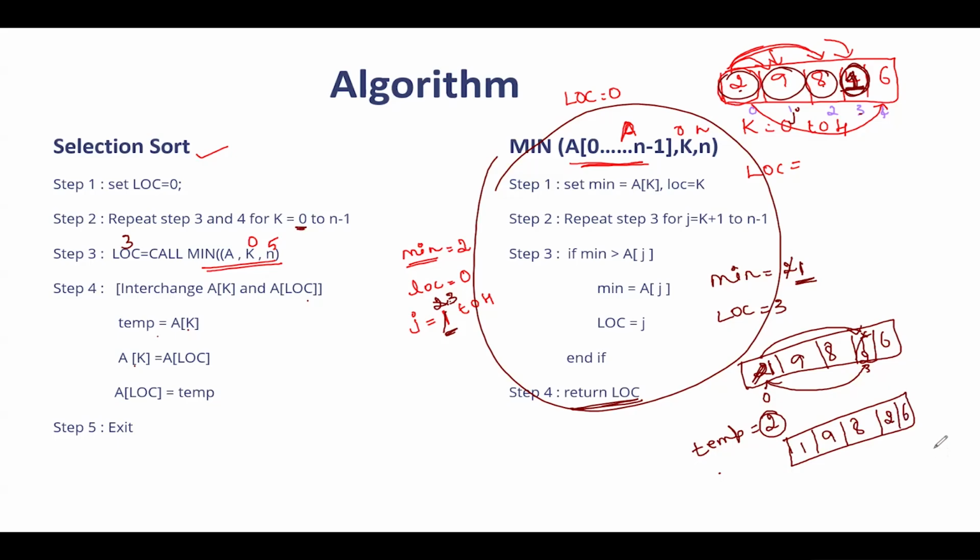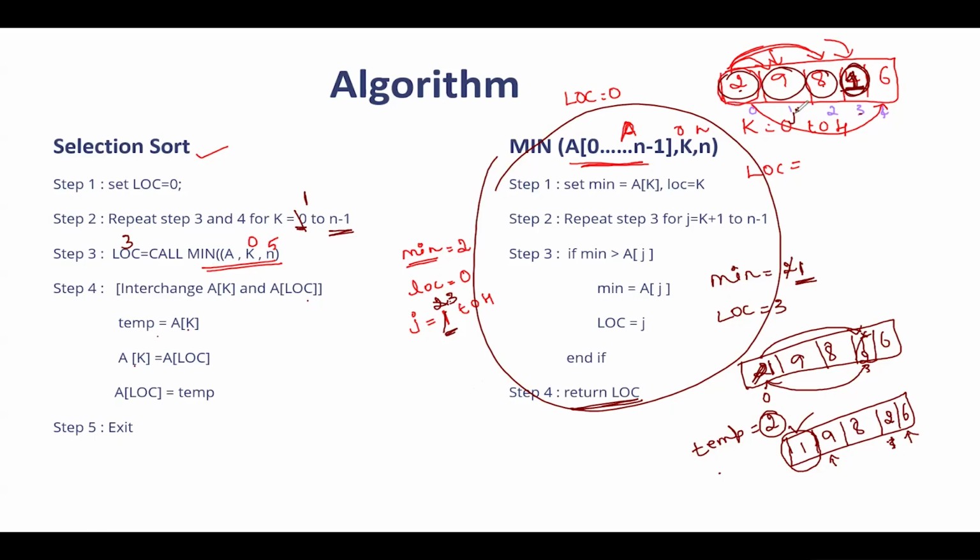All right, so this is going to repeat until we reach n minus 1, until we reach this value. Now that we have completed this k value, we already know that the 0th value is the correct value. Now I'm going to start from here. Hence, the k value is going to be incremented to 1. Once again, I'm going to call the minimum function.